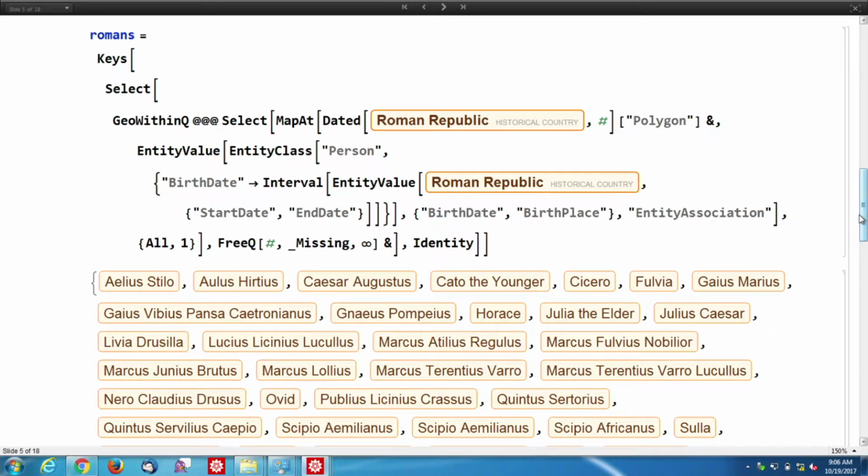We can also use more functions to do further calculations, such as the people that were born in the Roman Republic. We can do this using the birth date and birthplace. By getting the birth date, I can get the polygons of that date, and we can use GeoWithinQ to get the entities that are located within the polygon of the Roman Republic.